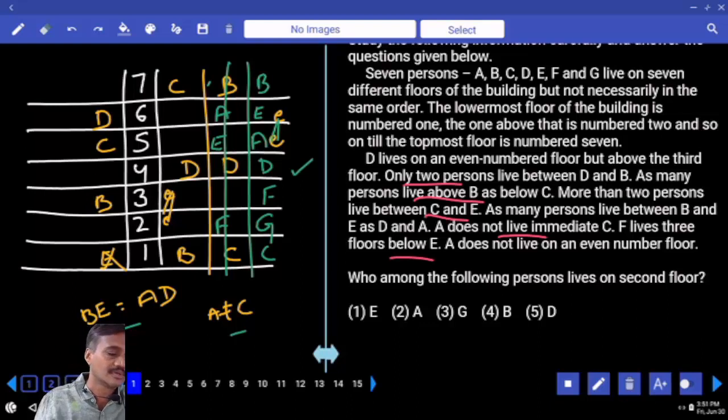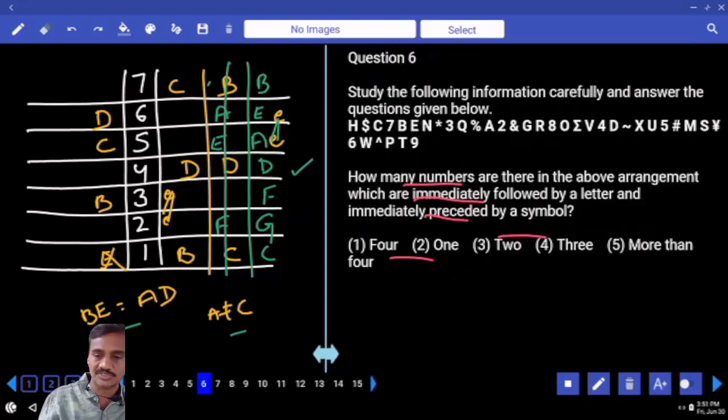Clear? Now this is about question numbers 1 to 5. Then coming back to question number 6 onwards. Now here it is based on sequence. Now sequence is definitely under the first priority itself.